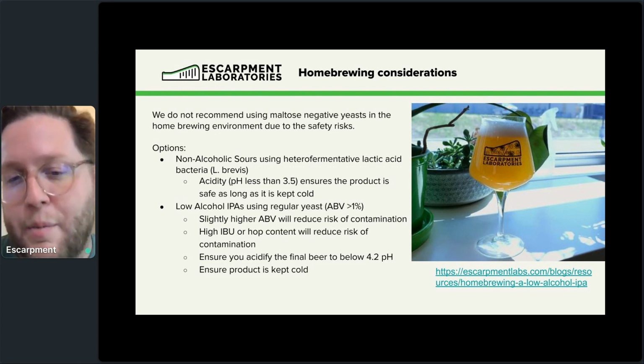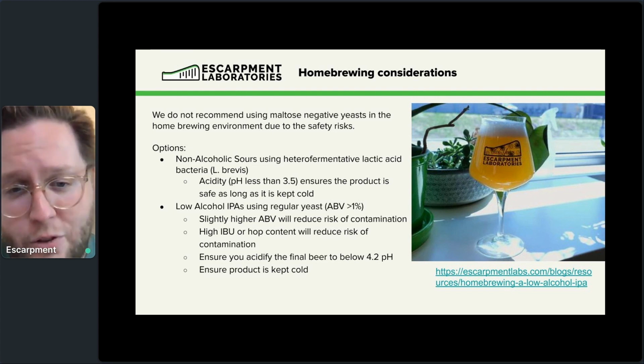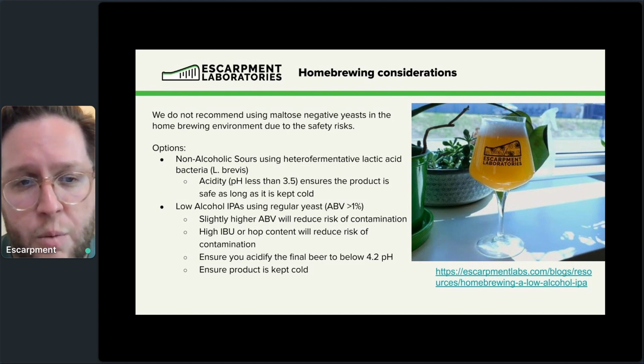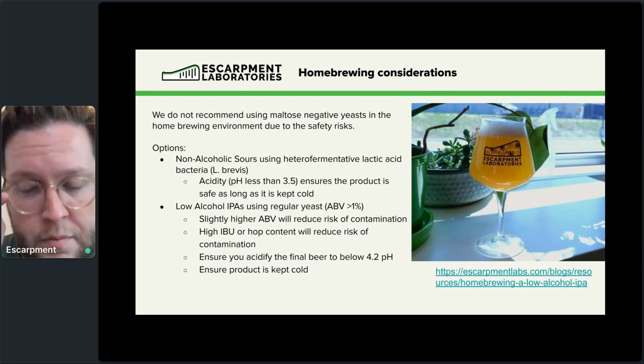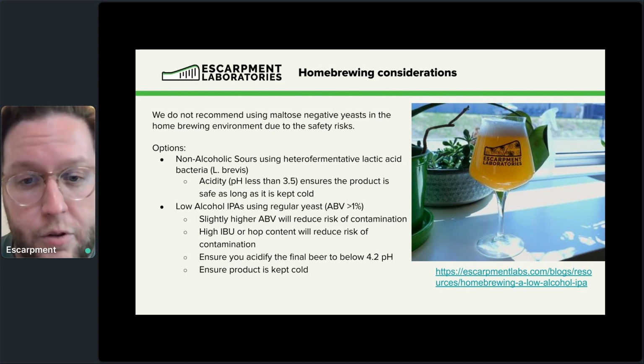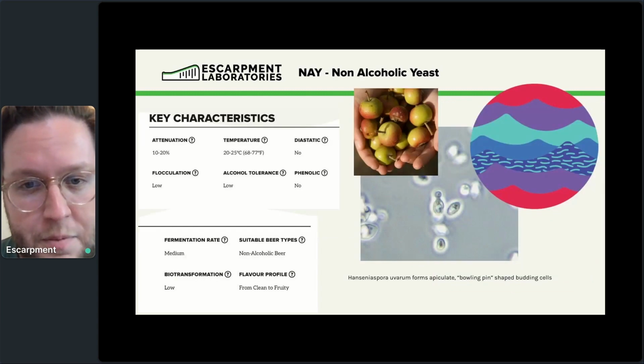But again, you got to make sure that product's kept cold, make sure that pH is controlled, make sure any draft serving equipment is as clean as you can get it, because there are more risks than with regular beer. We do have a blog post with more information on this as well, if you're interested, because there's a recipe on there. And we've made it, and it's pretty tasty.